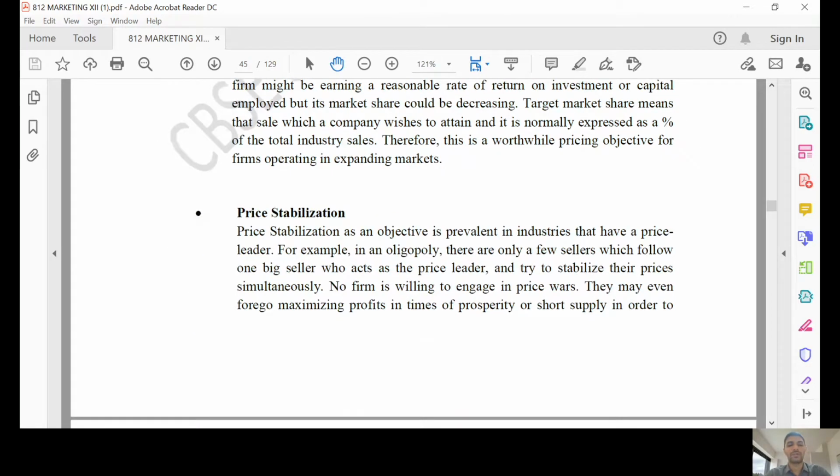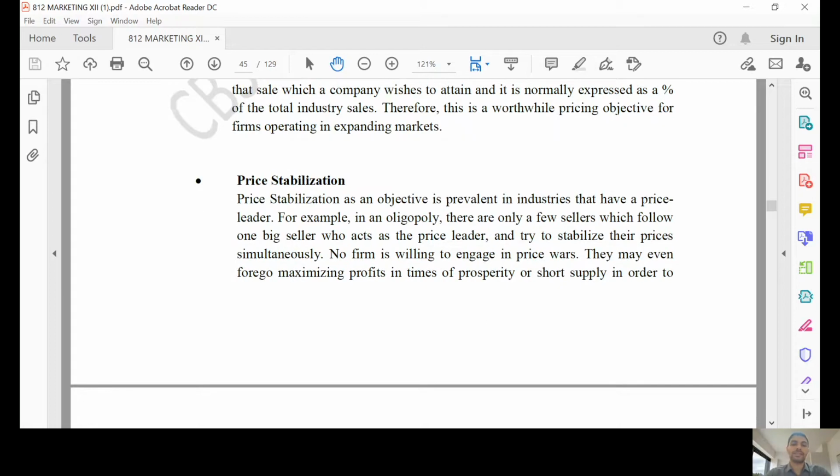Another important objective of pricing is price stabilization. Price stabilization as an objective is prevalent in industries that have a price leader. Actually, it is not good to have fluctuating prices. As I told earlier, if Colgate is keeping the price at 4 dirham, Close-Up will keep the price at 3.50. Then Colgate will again reduce the price.